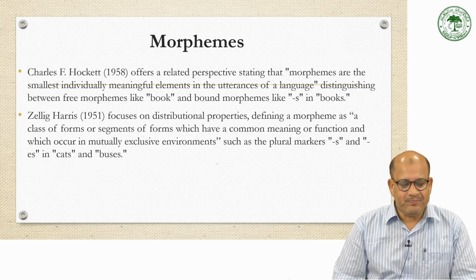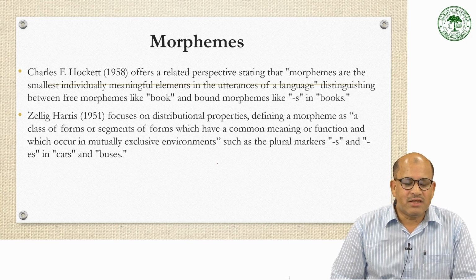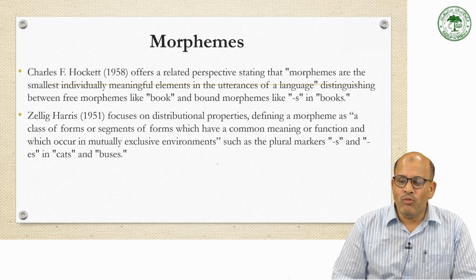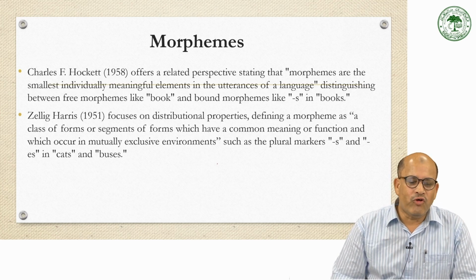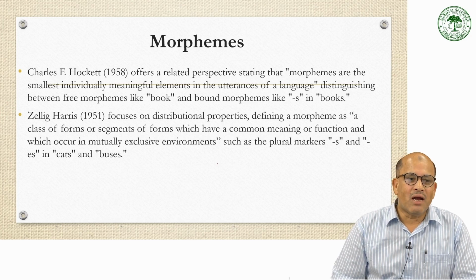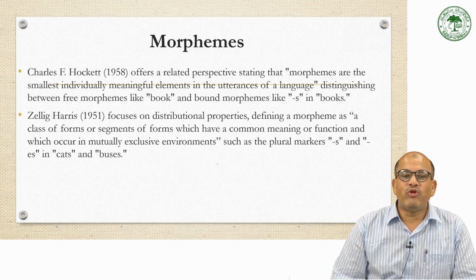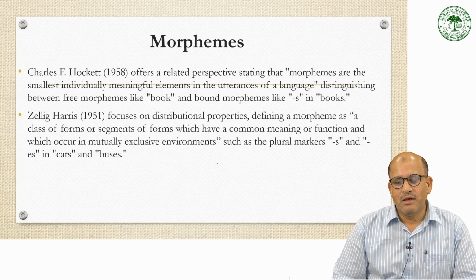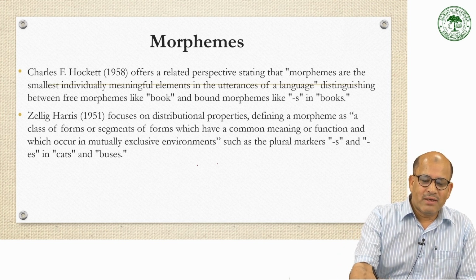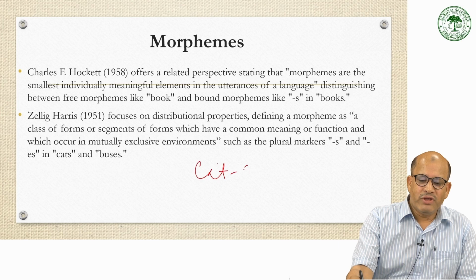Z. Harris focuses on distributional properties, defining a morpheme as a class of forms or segments of forms which have a common meaning or function and which occur in mutually exclusive environments, such as the plural marker s and es in cats and buses. So they have examples. If you look at cats, they have used s.